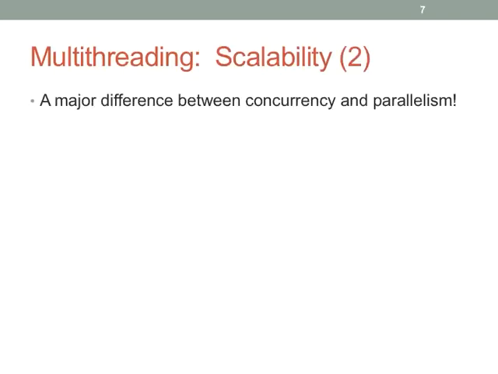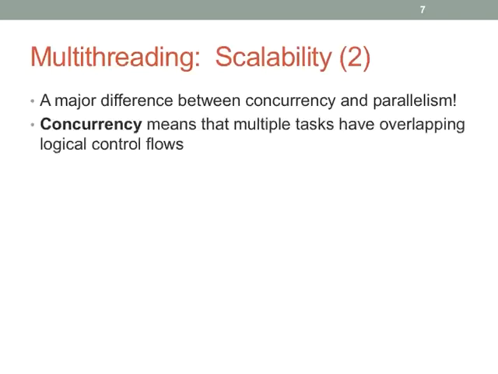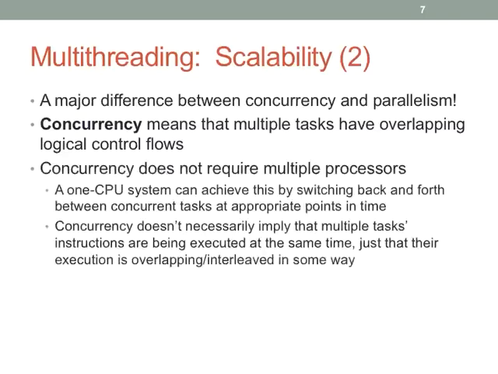Okay, now another thing to keep in mind is that we have concurrency and we have parallelism. When we have an I/O-intensive task that we run in multiple threads on a single processor, what we're doing is increasing concurrency, but we still have the same amount of parallelism, which is not much. Concurrency means that you have different tasks that you're performing at the same time, so their logical control flows overlap. That's all that concurrency is. So you can have concurrency on a single processor system. A one-CPU system can achieve this by switching back and forth between tasks at appropriate points, ideally when they block, things like that.